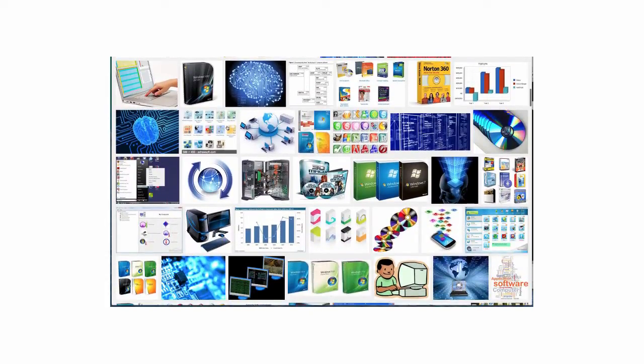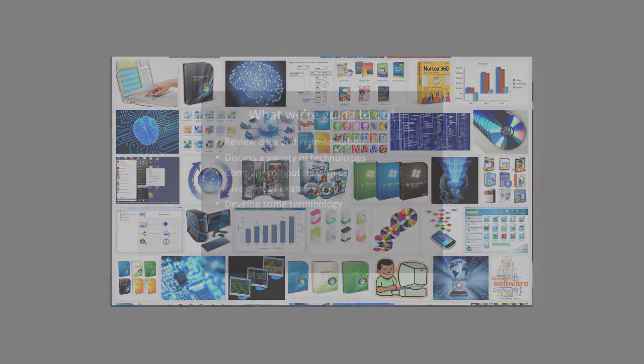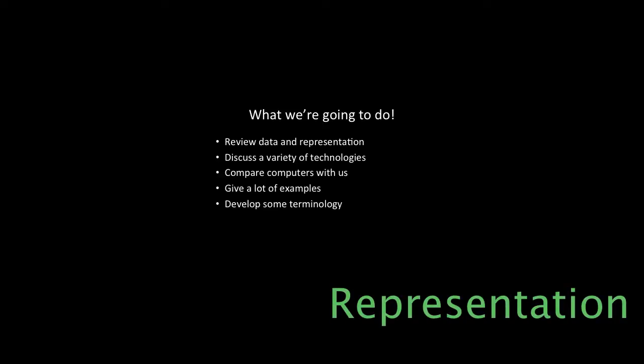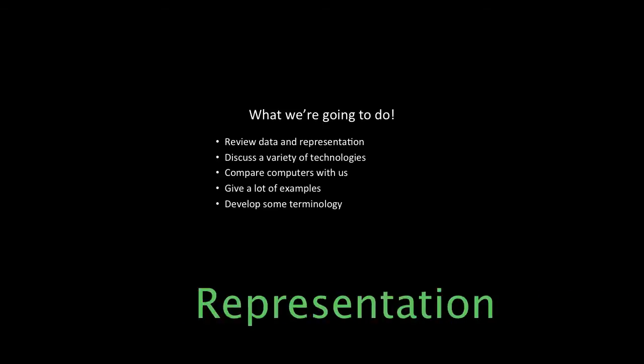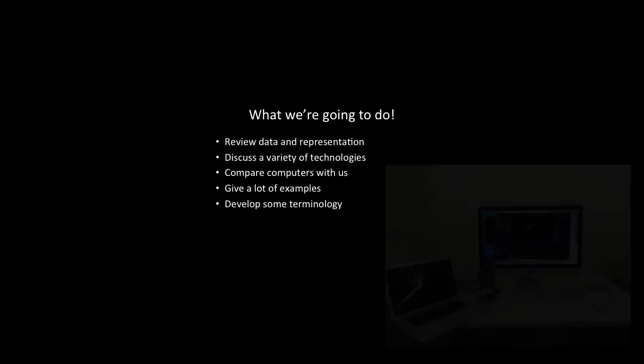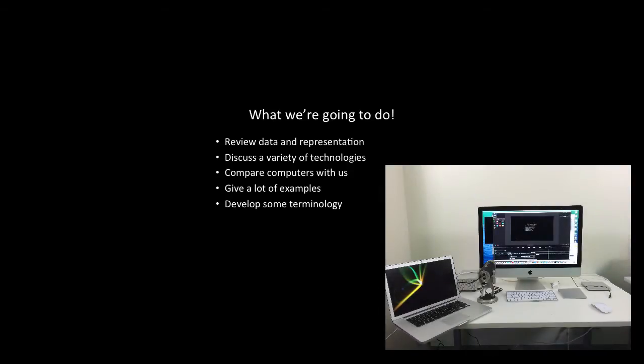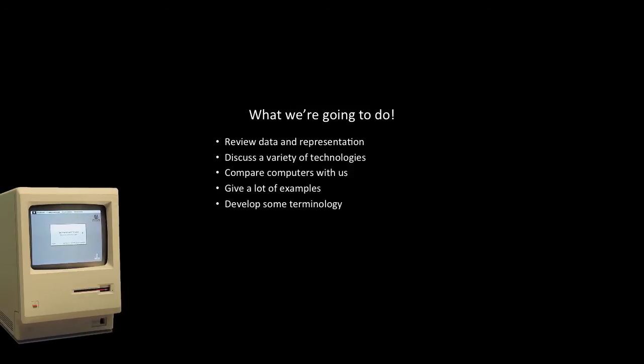So what are we going to do in this particular module? Well, we're going to review the stuff that you've already done on data and representation, because that understanding and terminology is very important for what we're talking about in this module and also for later modules. We're also going to look at the wide variety of technology that's around today, the stuff you could find on your desktop, the stuff that's in your house, the stuff that's in schools, and how this has changed over time.